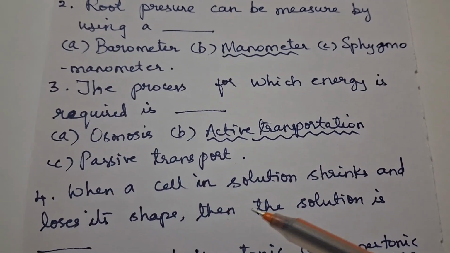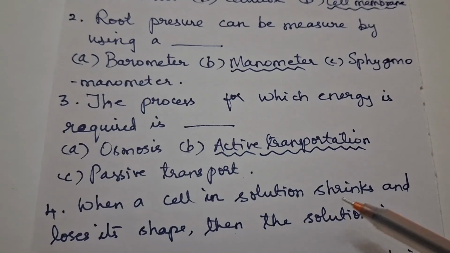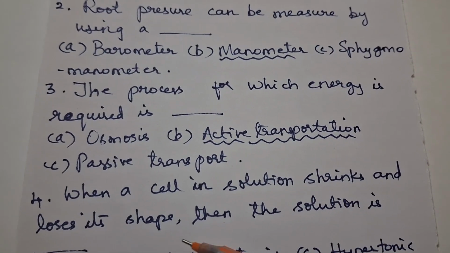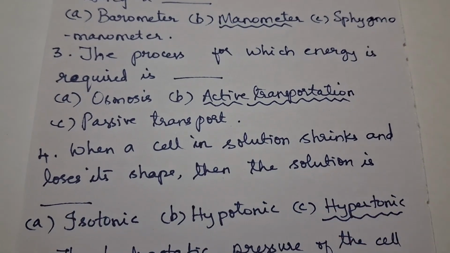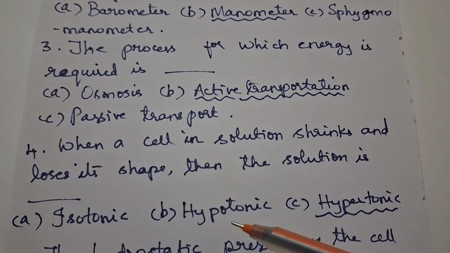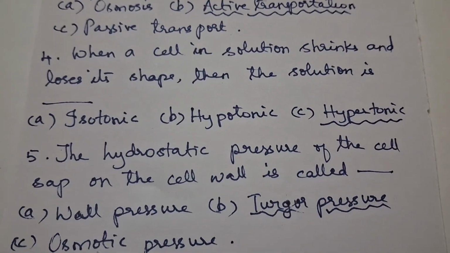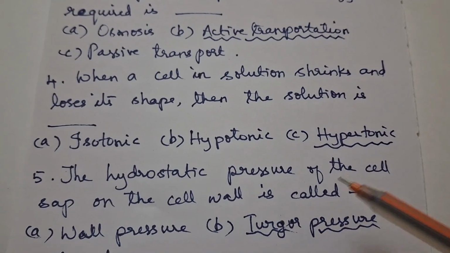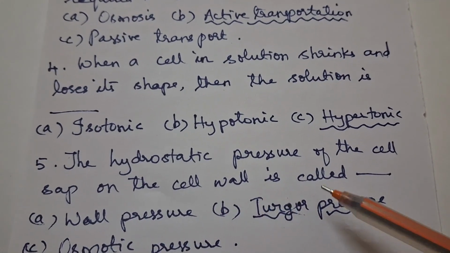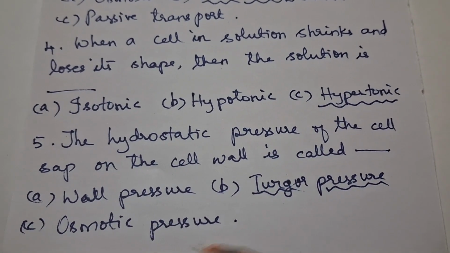When a cell in a solution shrinks and loses its shape, what type of solution is it? Isotonic, hypotonic, or hypertonic? The hydrostatic pressure of the cell sap on the cell wall is called turgor pressure. So they are given the options.